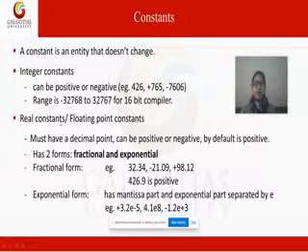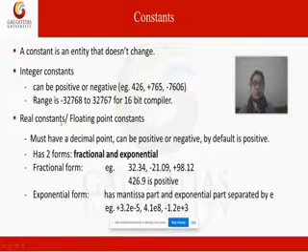But you have two ways of representing a real constant. One is the fractional form that you usually use even in mathematics, right? When you have, say, a number like 32.34, this decimal point identifies it to be a real constant. And this is a fractional notation, a fractional form.